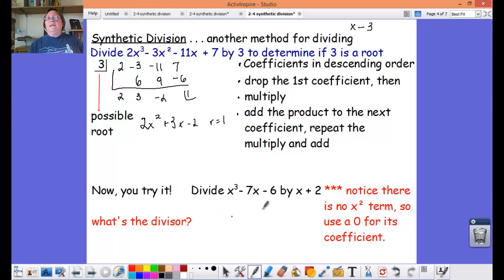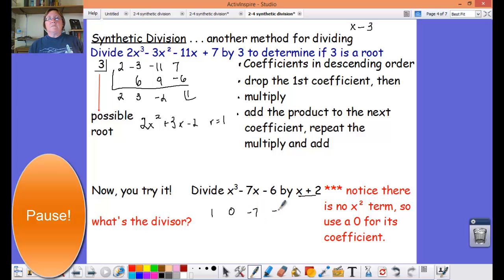there for it. You are dividing by, here's the divisor, so in your synthetic division, you have to divide by the root associated with this. So the value of x that would make this equal 0 is -2. So let's set up our division right here. First coefficient is 1, then it's the x squared term, which doesn't exist, so we got to put a 0 there. Then it's a -7, then it's a -6. We are dividing by -2.